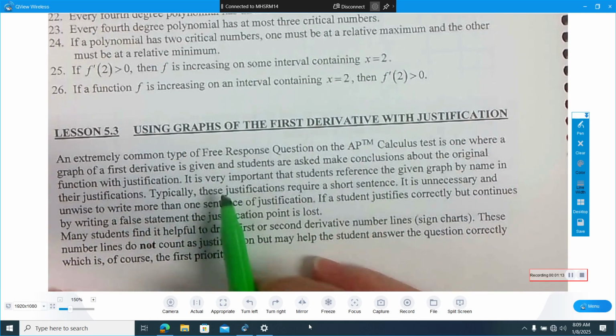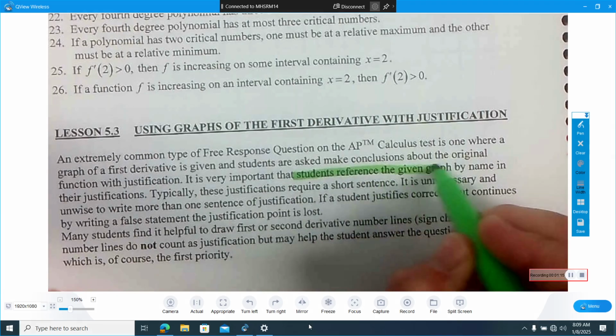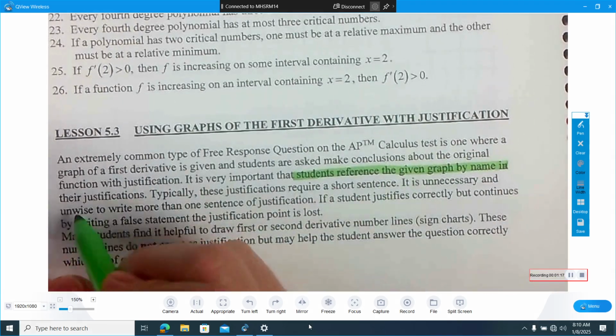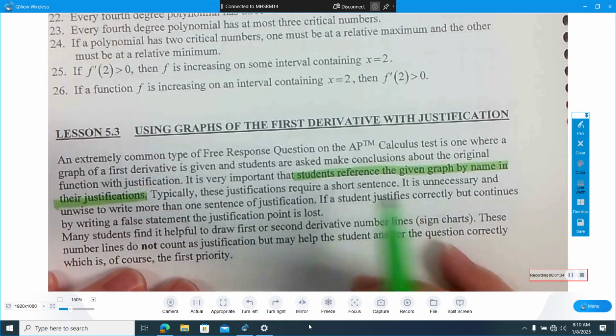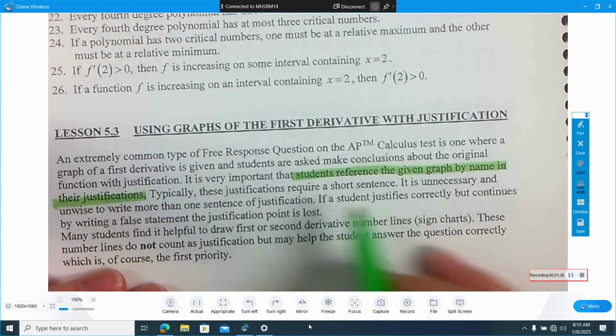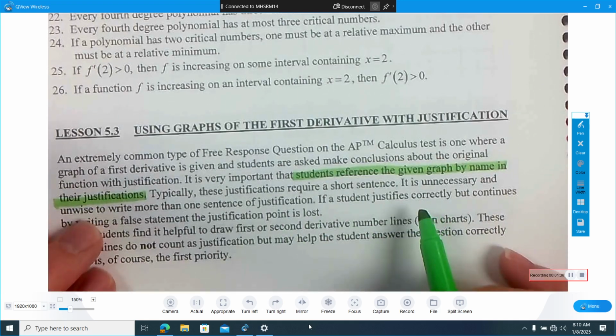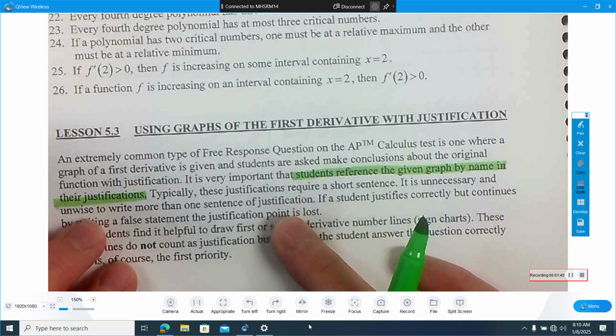It's very important that students reference the graph given by name in their justifications. Super important. If they call it G, you also call it G, or if they call it G prime because it's a derivative function, you also call it G prime, okay? Use the names that they've given it in your justifications. It's unnecessary and unwise to write more than a 1-sentence justification.